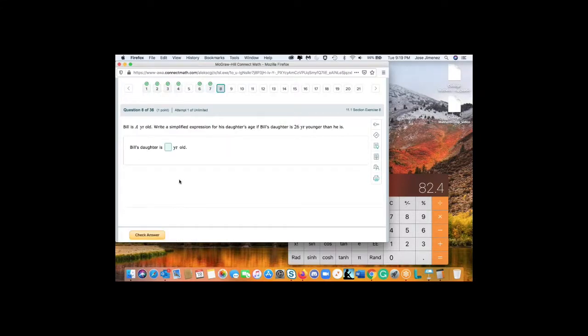Same idea here. They say younger, right? That means subtract. But you subtract from A because we don't know exactly how old the person is. We don't know exactly the number, but we represent it by A. So we say A younger means minus 26. It's 26 younger. So that's what it means in mathematics.